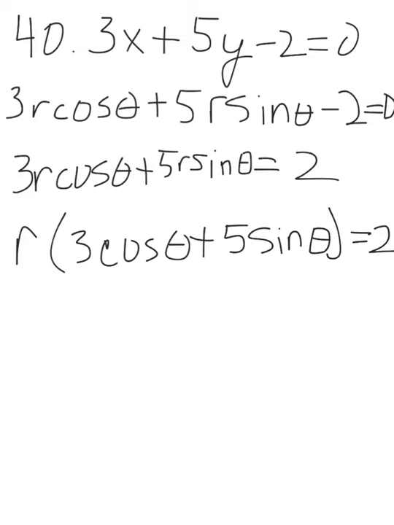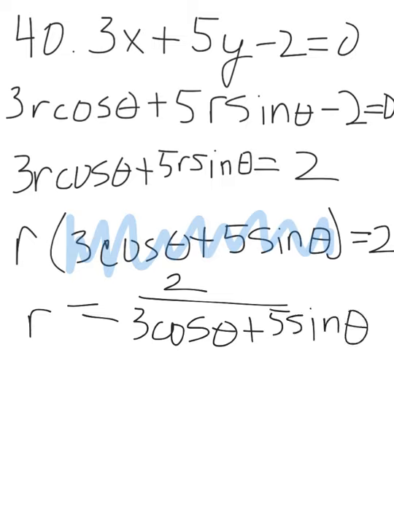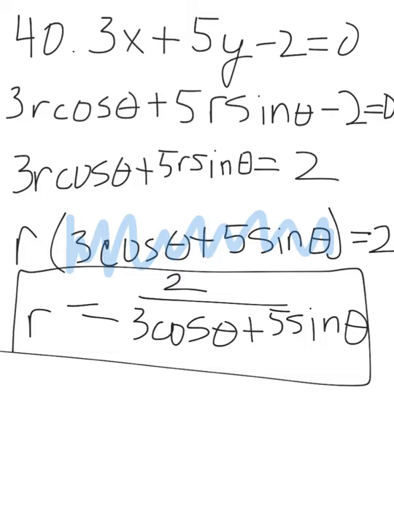Really isn't, though. If we look at this right here, that's just a number. And it's a little different than what we're used to looking at with equations. But if that's just a number times r, how do you undo that number being multiplied by r? You divide by it. So we're going to divide by it, and we're just going to rewrite it. 2 divided by 3 cosine theta plus 5 sine theta, and that would be the form of it. We'll do one more problem on the next page.